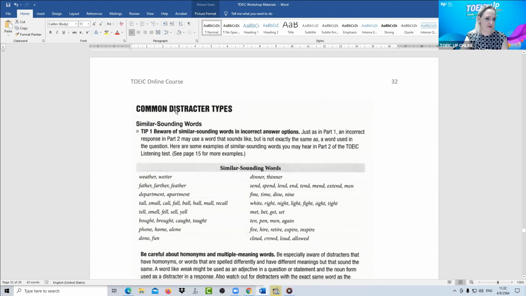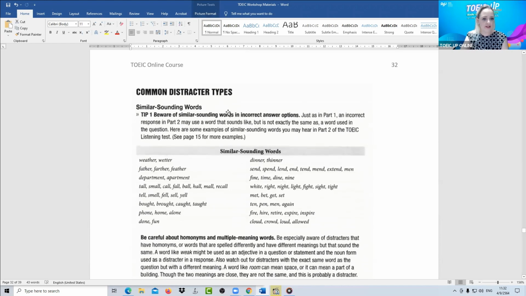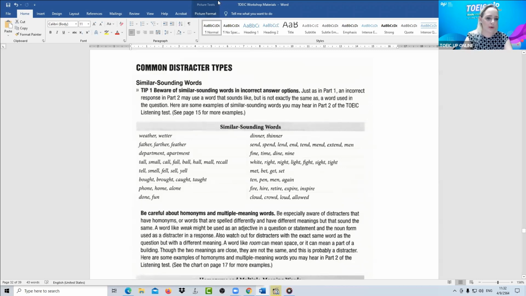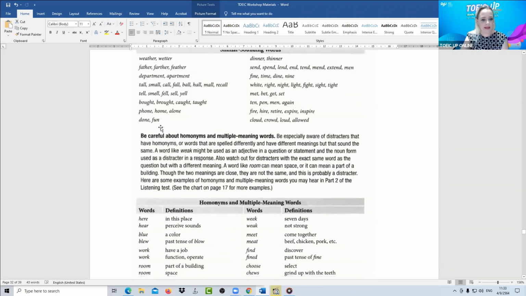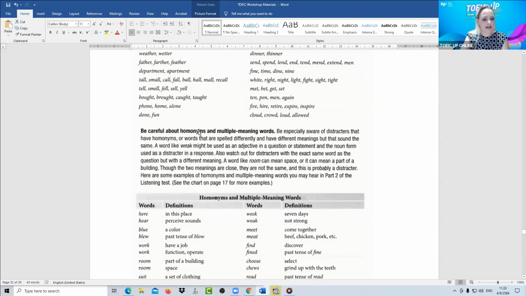Let's look at the tricks, the common distractor types. So similar sounding words, just like part 1. Similar sounding words that you will hear in the questions and responses, or the statements and responses. Okay, so again, weather, wetter, father, farther, feather, department, apartment. So you just need to remember to listen to the similar sounding words. Okay, the same with homonyms, like I told you, whose and who's. One is the contraction, one is the possessive, whose. They sound exactly the same.